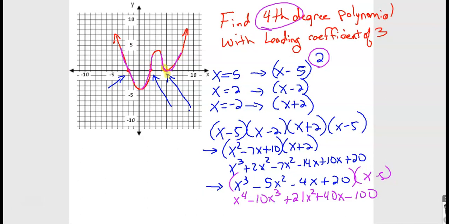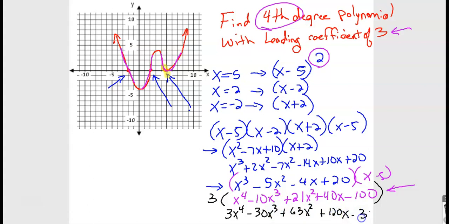I multiplied all that out, and I'm going to get this. Go back to the instructions: find a 4th degree polynomial, which I did, but it has to have a leading coefficient of 3. So I'm going to multiply everything by 3. This is actually going to be 3x to the 4th minus 30x cubed plus 63x squared plus 120x minus 300.